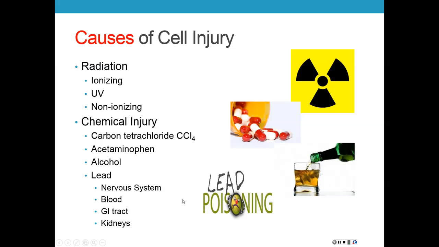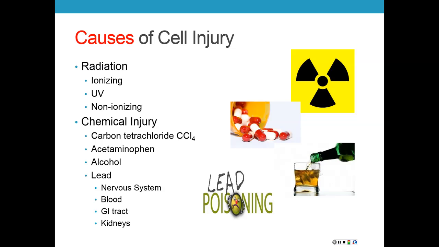All right, so those were the mechanisms of cell injury. So what kinds of things cause cell injury? These are the things that I want you to know about. There's a lot of other ones in the textbook. We're not going through them all. But in terms of the causes of cell injury, we start with radiation. And so there's 3 forms of radiation: ionizing, UV, and non-ionizing.